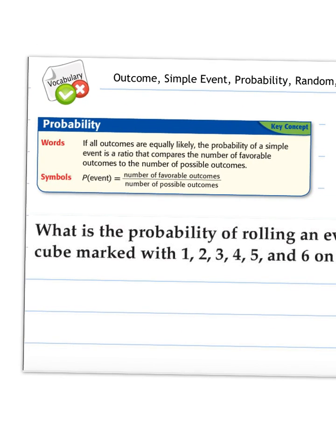This is talking about probability. If all outcomes are equally likely, the probability of a simple event is a ratio that compares the number of favorable outcomes to the number of possible outcomes. So the probability of an event, favorable outcomes, that's what we're trying to find. Like I said, rolling a dice, the favorable outcome we're looking for is how many times we'll roll a 1. Our denominator is the possible outcomes. Well, on a dice, there's 6 numbers, so there's 6 possible outcomes.